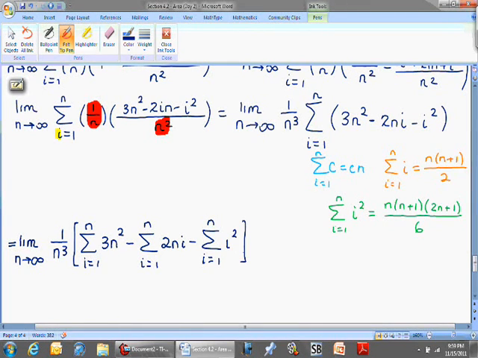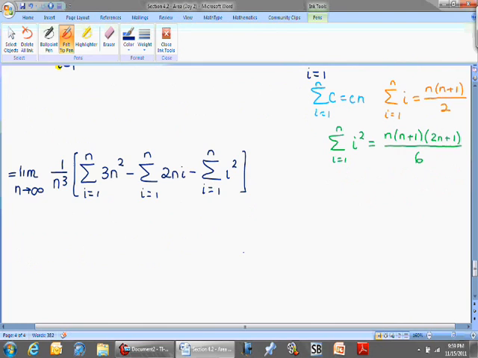But this might make my next step a little bit clearer. It's basically rewriting each of these summation expressions using the appropriate formula that we have over here to the right side of the screen. So the limit drops on down, the 1 over n cubed drops on down, and now we start getting to work. The summation of 3n squared. Well, 3n squared is sort of like a constant. This is like our c. So if we look at this formula here, it says take that c and multiply it by n. And that's exactly what we're going to do. We're going to take 3n squared and multiply it by n, which gives us 3n cubed.